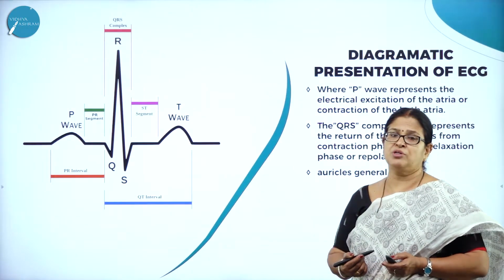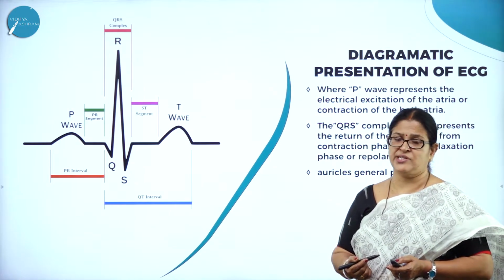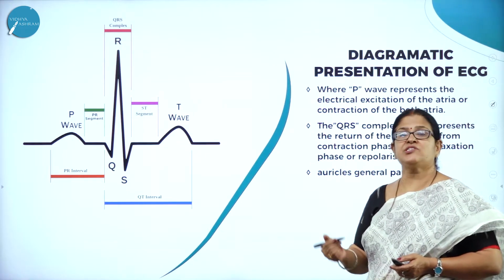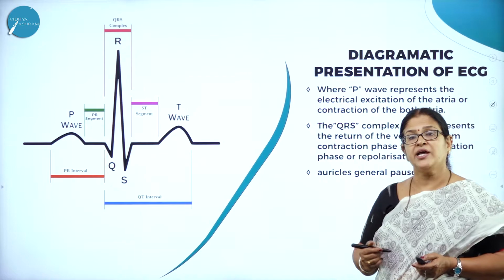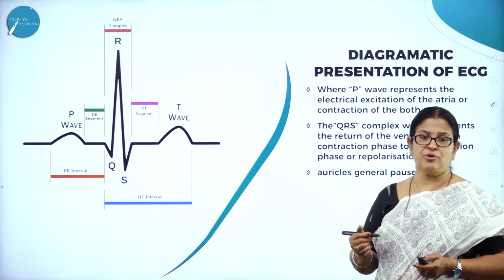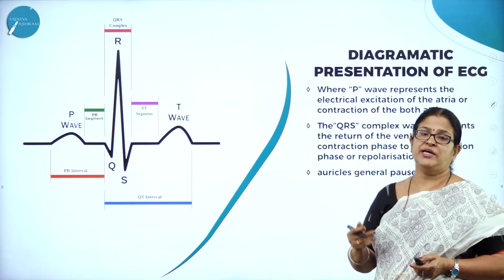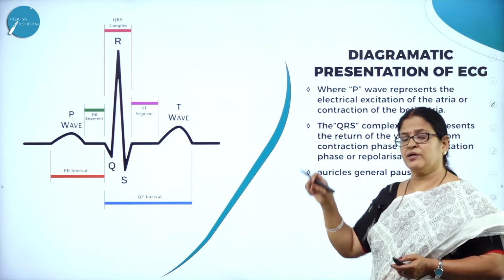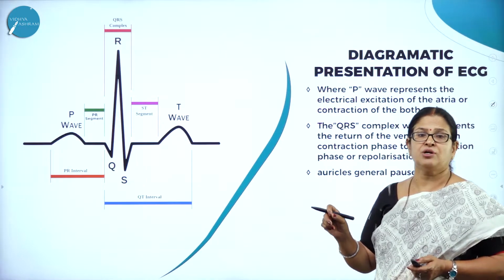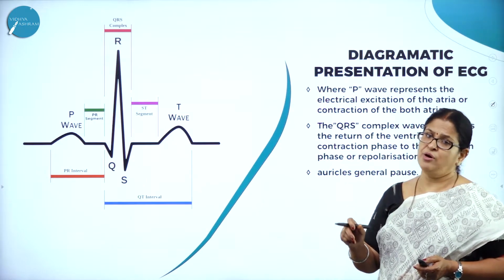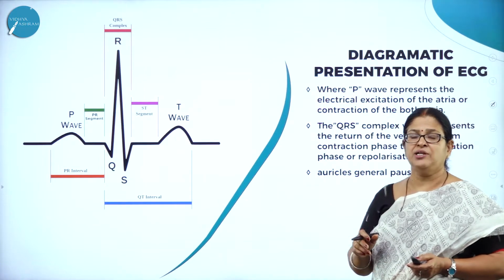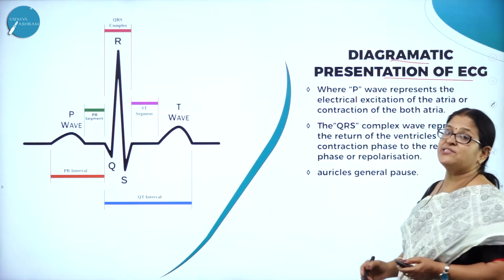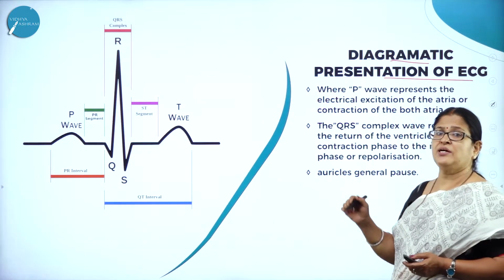Now let us move on to the remaining concepts of this interesting chapter. I hope you remember that in the last session we studied the ECG, an instrument called the electrocardiogram, which records the electrical activity of the heartbeats through a graphical representation called the electrocardiograph. Now let us understand the graph here, the diagrammatic presentation of ECG. How do we analyze the graph?